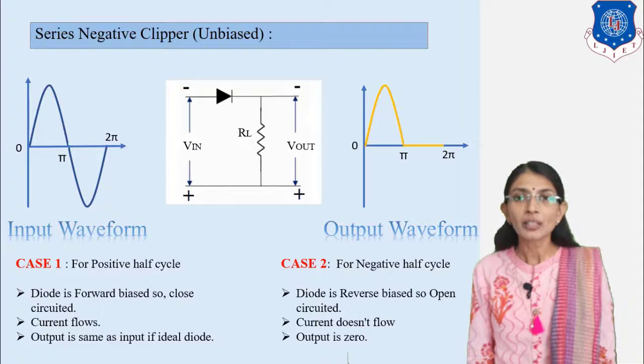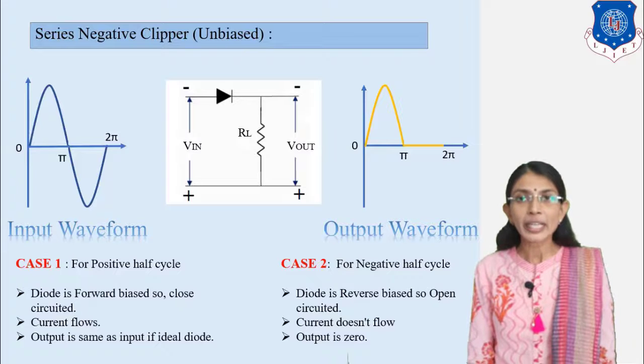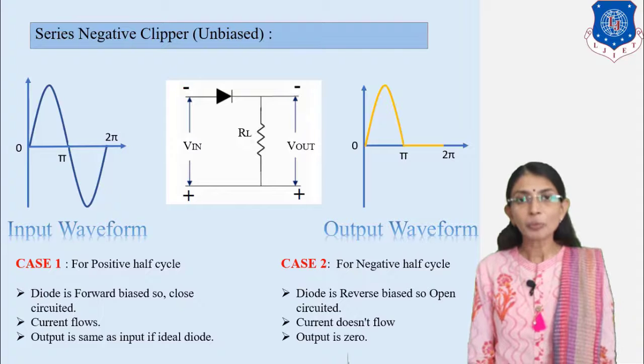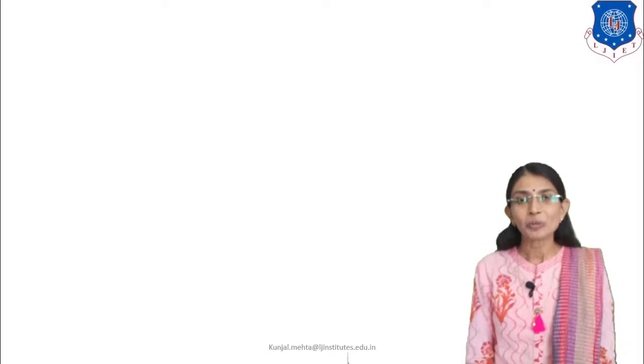Thus, during the positive and negative half cycle of the input, we can easily explain the series positive clipper and series negative clipper with the help of the diode direction in the series position. And the input is always a sine wave.